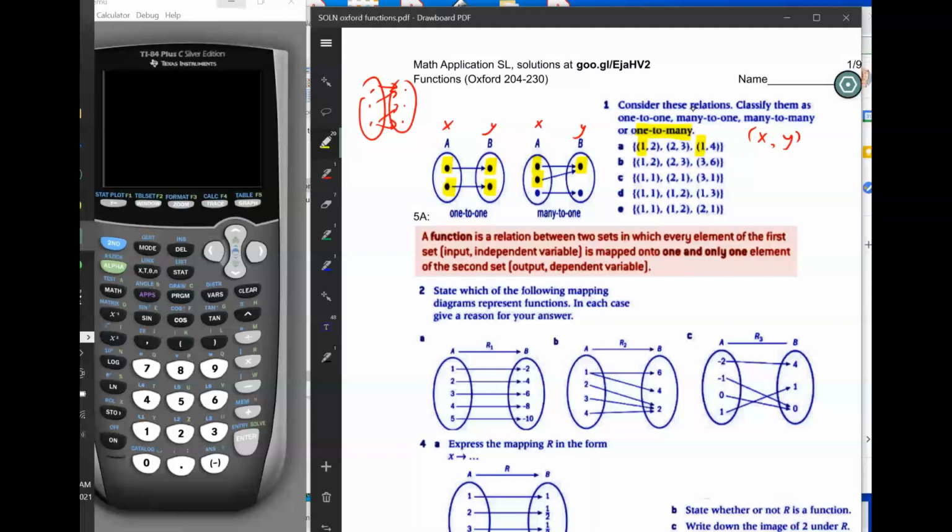And then what about for the Y values? Are there any repetitions on the Y? There's 2, 3, and 4. So there are no repetitions on the Y. So that means that it's one-to-many, right? Because basically, if I wrote this out in a mapping, I would have one mapped to 2 and to 4, right? So that would be a one-to-many, right? So I'm going to call this one-to-many.